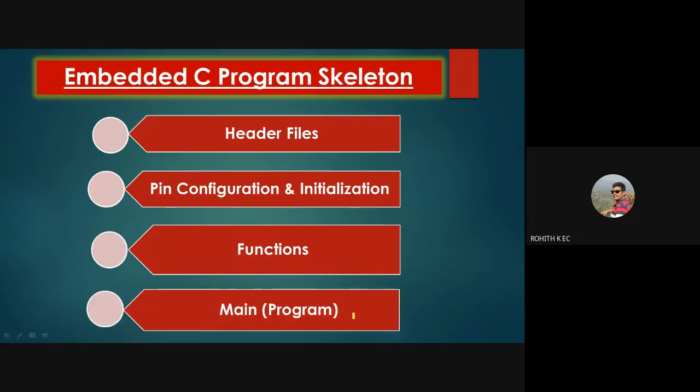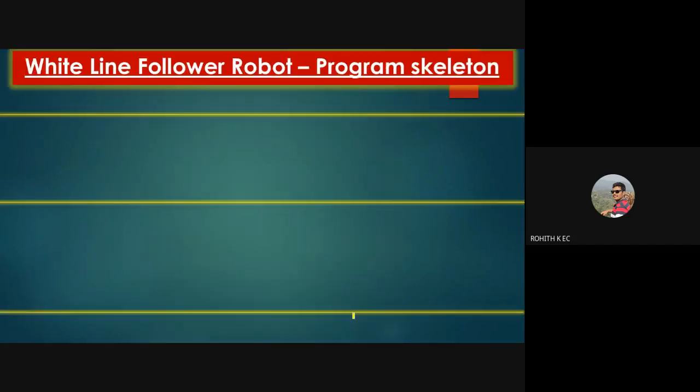This is the skeleton that we have been following: header files, pin configuration and initialization, functions, and main program. Now, before I go to white line follower robot, which is a slightly bigger program, which is a combination of almost all the concepts that we have discussed from day 1 to day 4, let me put out a program skeleton so that you can easily understand what are the functions that we will have in this big program.